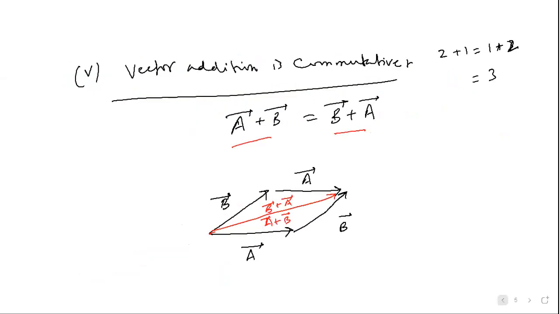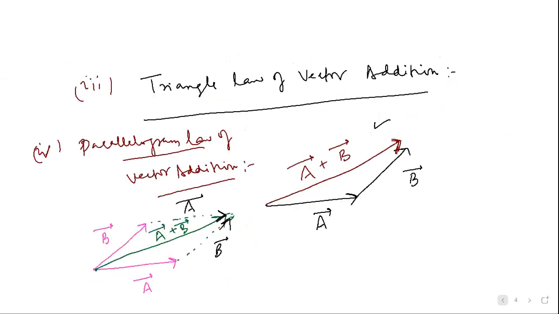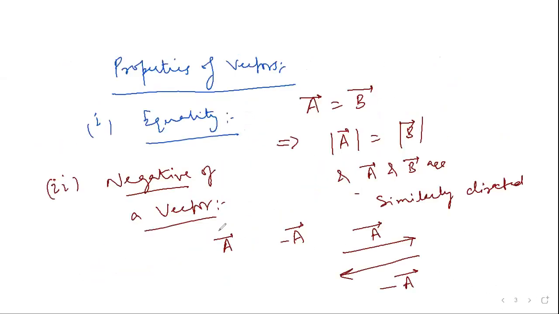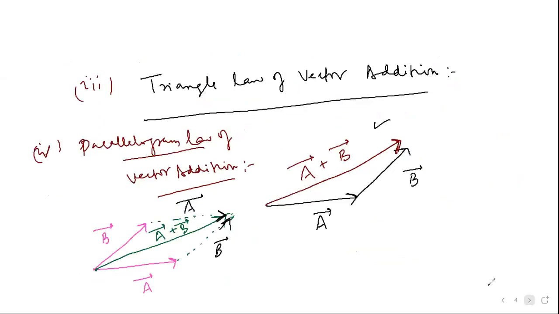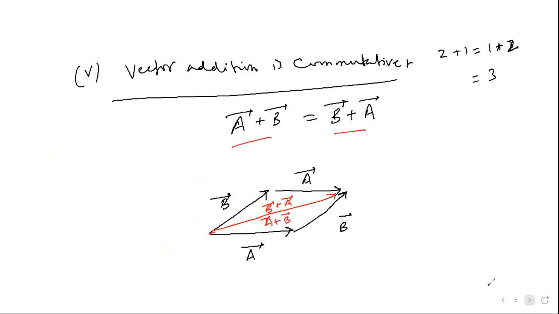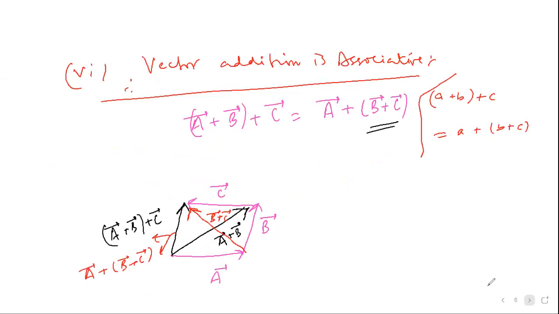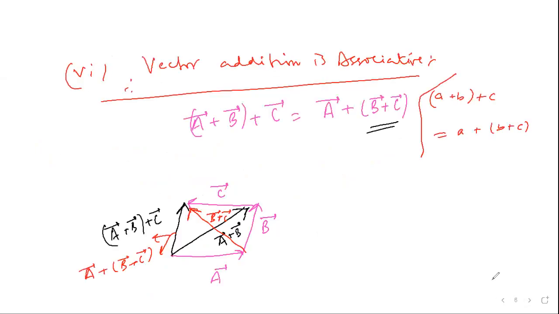So what we have done, let me check. Equality we have done, negative of a vector we have done, triangle law of vector addition we have done, parallelogram law of vector we have done, vector addition is commutative we have done, vector addition is associative we have done. Now another thing, subtraction of vectors. This is my seventh. Subtraction of vectors.